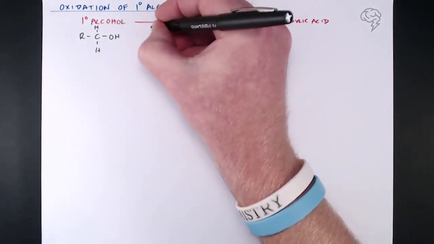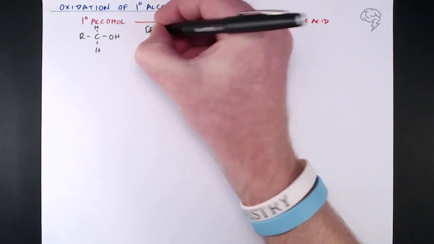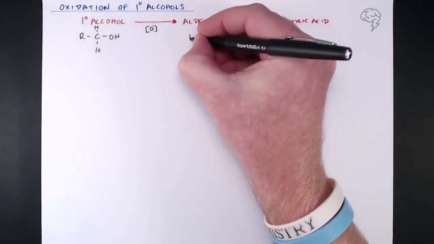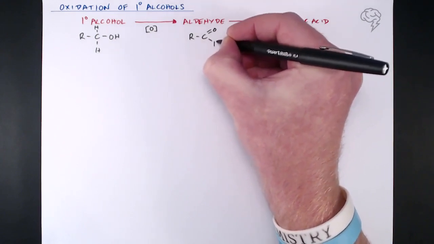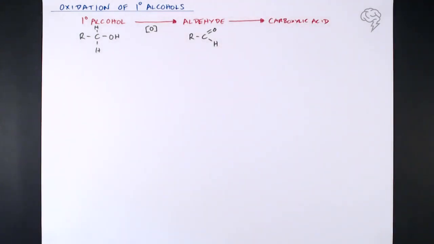Now, if we oxidize that primary alcohol, the O in square brackets represents oxidation, then we end up with the aldehyde. You can see an aldehyde is essentially a C double bond O and an H on that end carbon. So what we've essentially done is remove a couple of hydrogens from that alcohol, and we've ended up with a double bond on the oxygen and just a single hydrogen. That is an aldehyde group.